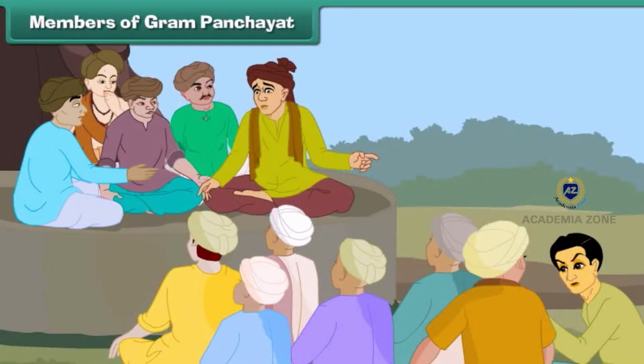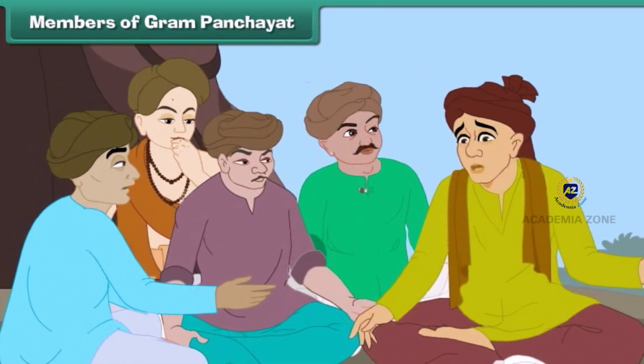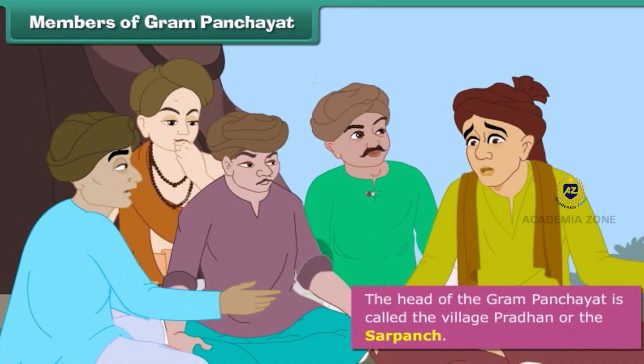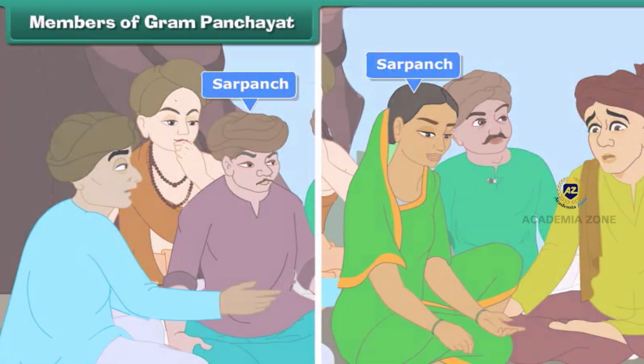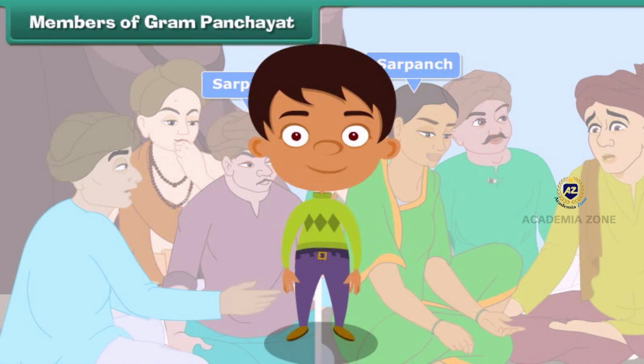Members of Gram Panchayat. A Gram Panchayat consists of 5 members. The head of the Gram Panchayat is called the village pradhan or the sarpanch. The sarpanch of a Gram Panchayat can be a male or a female. The members of a Gram Panchayat hold meetings to solve the problems of the villagers. The Panchayat solves land, water and other disputes among villagers. Let us learn more about the other duties of a Gram Panchayat.